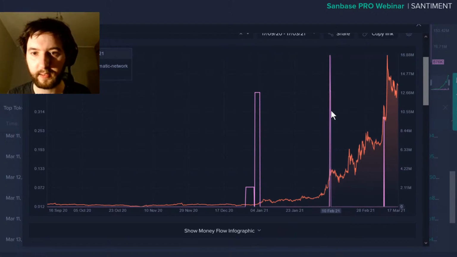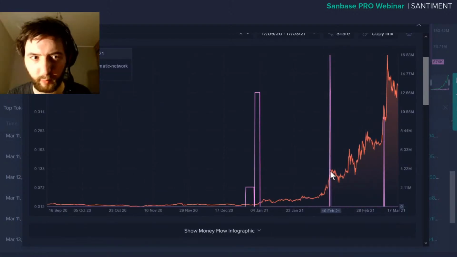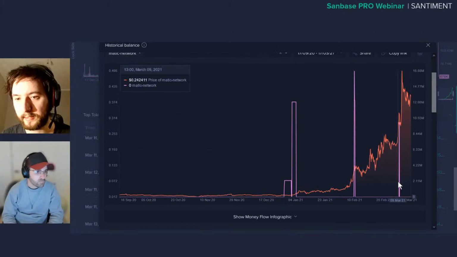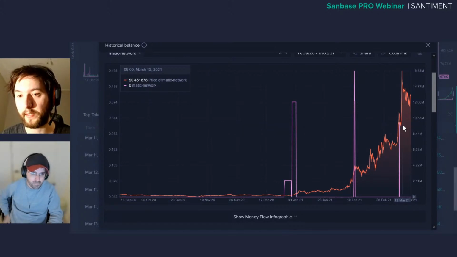So here, this address received about 16 million Matic, which at this point, how much is Matic at the moment, or was at that time? Okay, 0.1, so about 1.6 million dollars worth of Matic were sent to this address right at the local top before a correction. And then we had another spike of about 10 million Matic right at another top here before an incoming price correction, right?